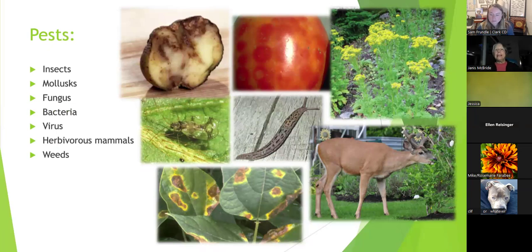Okay, so what is a pest? Insects, that's what everyone thinks of first. We also have mollusks, that's going to be Mr. Slug. We have fungi. We have bacteria and viruses. And we have herbivorous mammals. Those are considered pests, as well as weeds. So let's talk about some of these items.